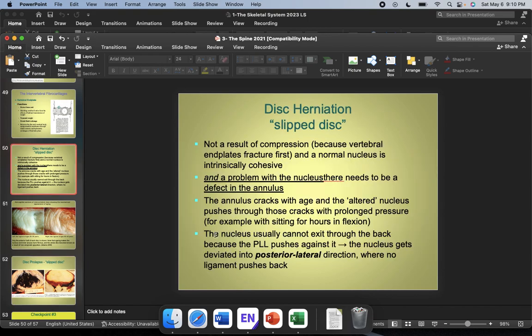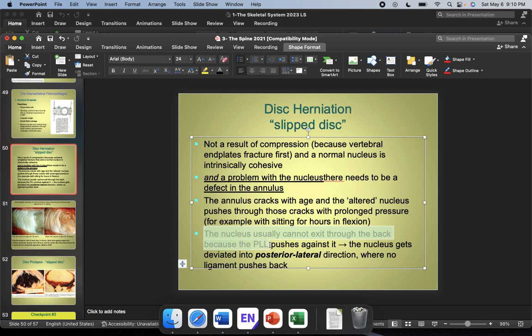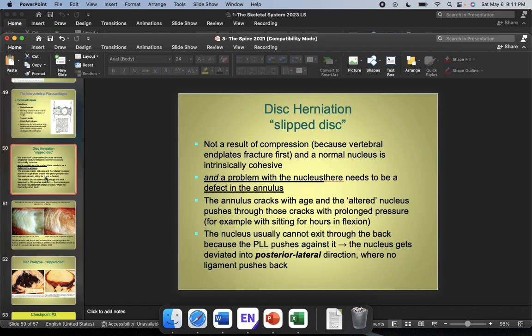An important point here: the nucleus usually cannot exit straight posteriorly, straight through the back, because the PLL, the posterior longitudinal ligament, pushes against it. The nucleus gets deviated in a posterior lateral direction where no ligament pushes back. So most disc herniations occur posterior laterally out to one side. If you know somebody with some type of disc problem, chances are it's generally one-sided and it can come back fairly frequently.